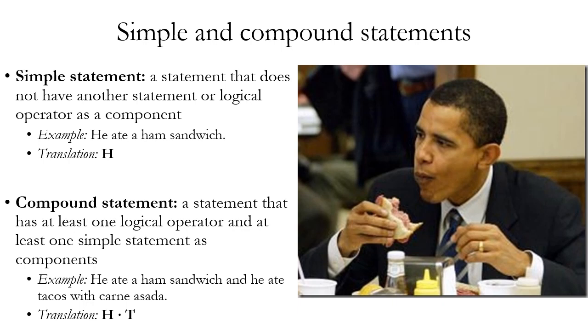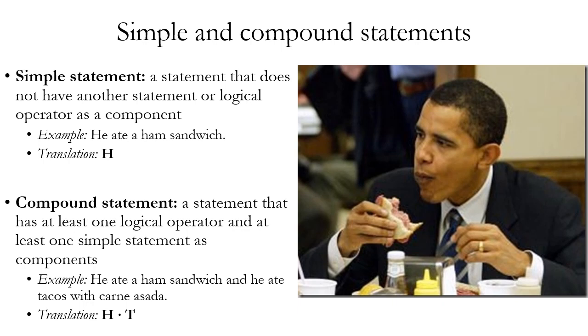When we're translating one argument, once we've chosen a capital letter for one statement, we have to keep that letter as the translation for that statement wherever it occurs in the argument. Even though we are allowed to choose any letter we want, it's customary to choose a letter that is the same as the first letter of one of the important words of that statement. So in this case, the H helps us remember the word ham.